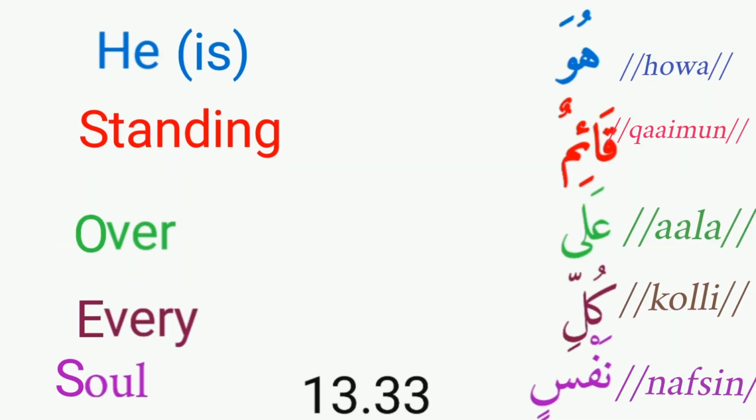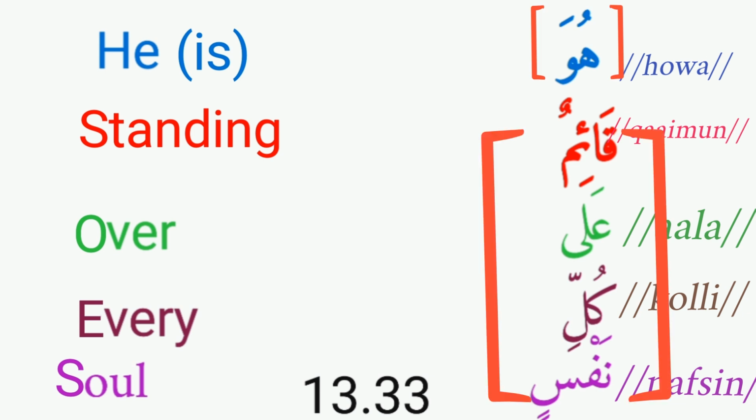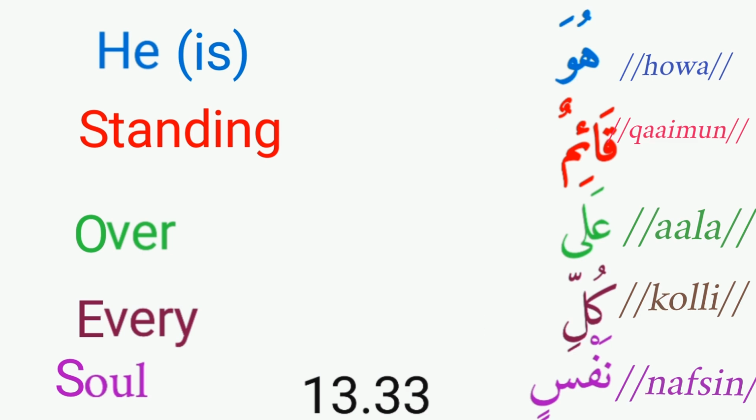هو قائم على كل نفس. He is standing over every soul. Here the subject is hoa, while the predicate is kaimun. على كل نفس is a prepositional phrase and the part of the predicate.